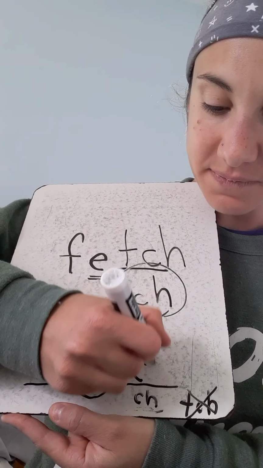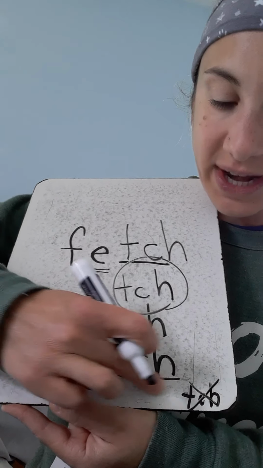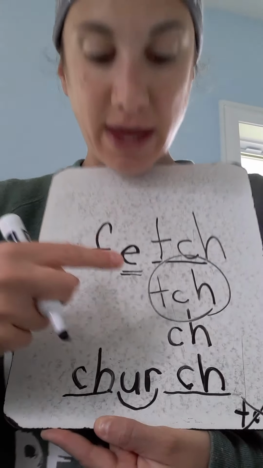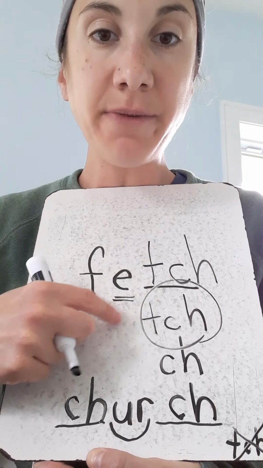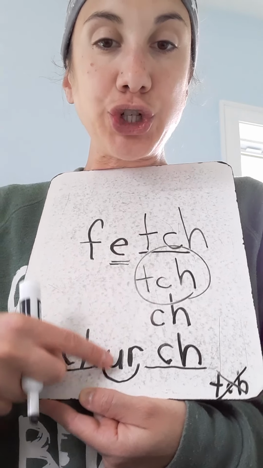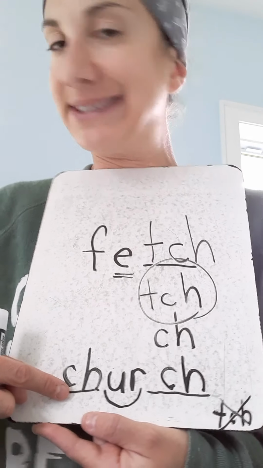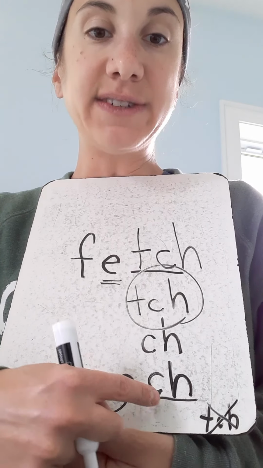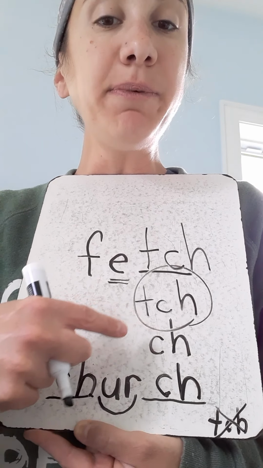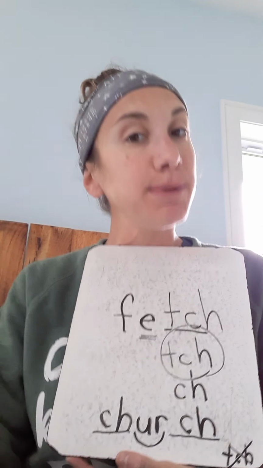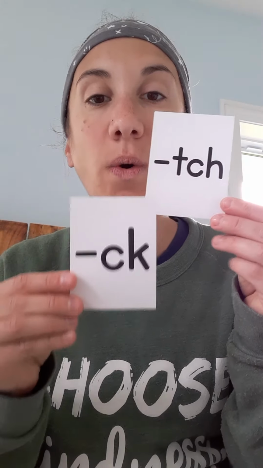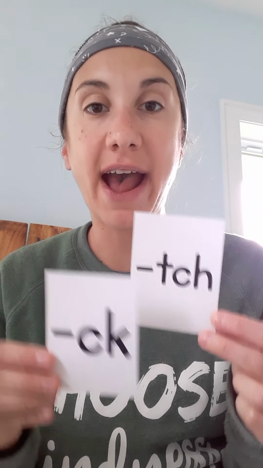So when I look at the two words fetch and church, fetch, again, remember I used TCH because there was a short vowel, TCH. In the word church, I use CH at the beginning because TCH can never come at the beginning. And I also use CH at the end because right before him was an R controlled, not a short vowel. So just remember as you're writing, don't forget those rules that we practiced during the school year, but TCH and CK only come after short vowels.